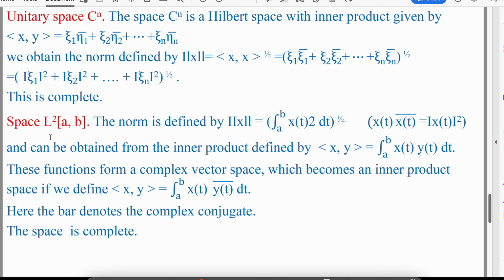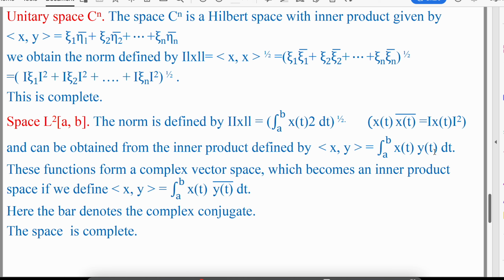And the space L square [a, b] is also a Hilbert space. In this case we define norm x equal to the square root of the integration of modulus of x(t) square with respect to t within the limits a and b, and x(t) times x(t) bar is equal to modulus of x(t) square. x(t) bar is the conjugate of x(t), and this can be obtained from the inner product defined like the inner product of x and y is the integration of x(t) with y(t) within the limits a to b, and we are integrating with respect to t.